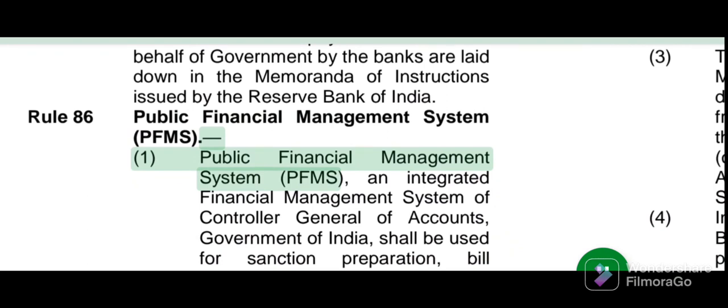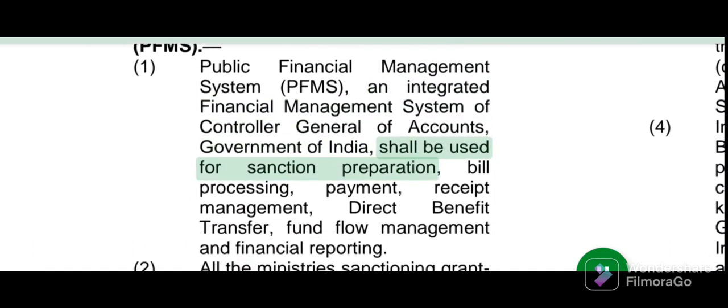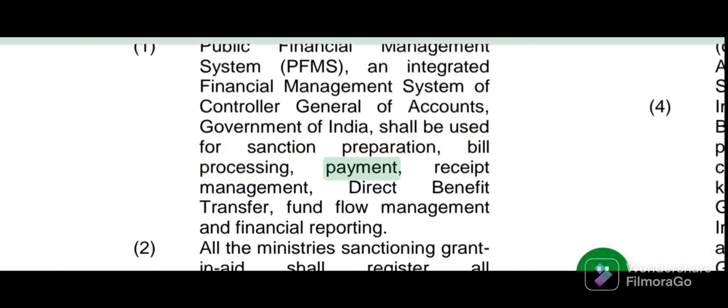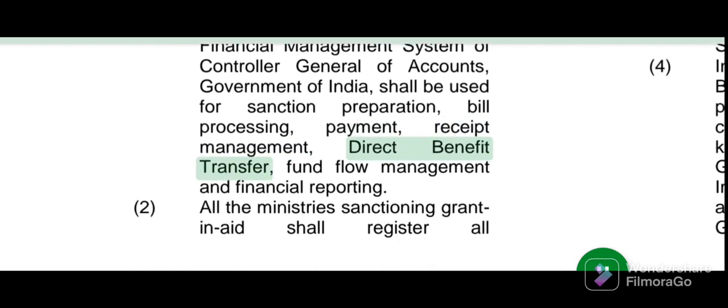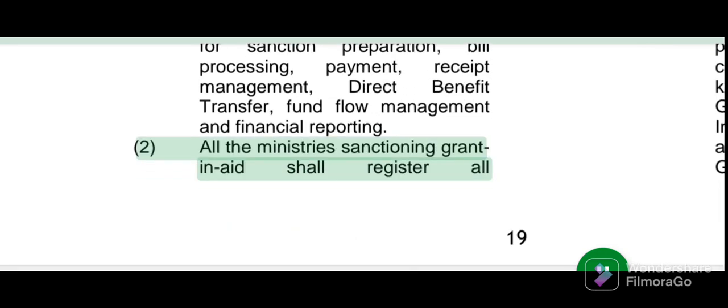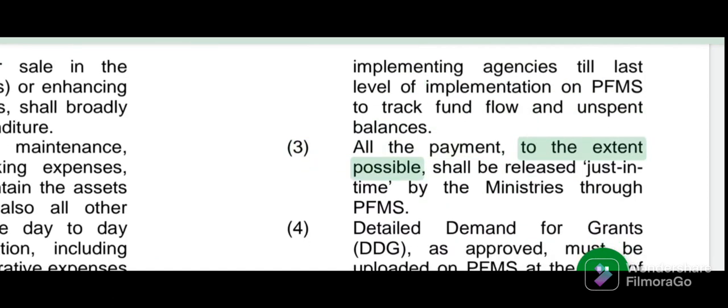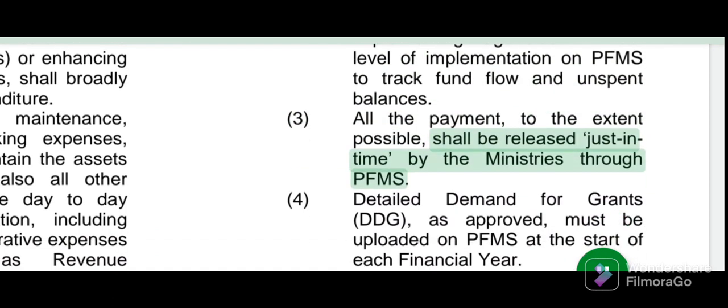Public Financial Management System (PFMS), an integrated financial management system of Controller General of Accounts, Government of India, shall be used for sanction preparation, bill processing, payment, receipt management, direct benefit transfer, fund flow management and financial reporting. 2. All the ministries sanctioning grant and aid shall register all implementing agencies till last level of implementation on PFMS to track fund flow and unspent balances. 3. All the payment, to the extent possible, shall be released, just in time, by the ministries through PFMS.